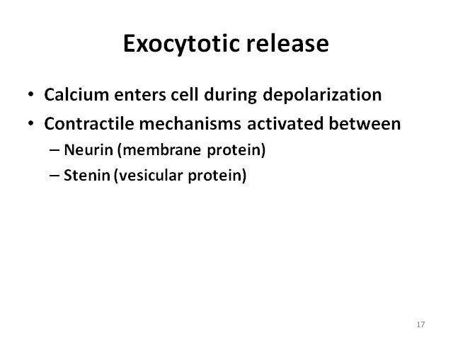So let's talk about what happens with release. On slide 63, we describe the exocytotic release. During depolarization of the neuron, calcium will enter the cell. When calcium enters the cell, it will then interact with two proteins within the cell. One is called neurin, which is a protein that's on the inside of the neuronal membrane. The other is called stenin, which is actually on the vesicles.